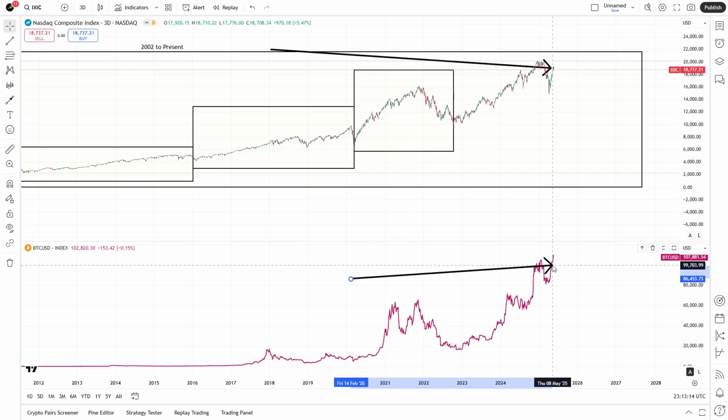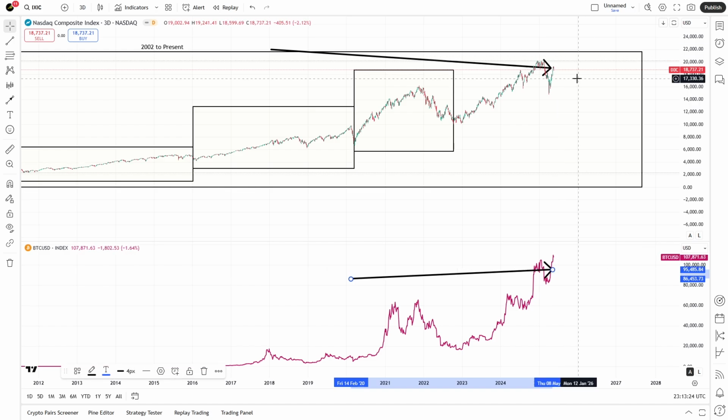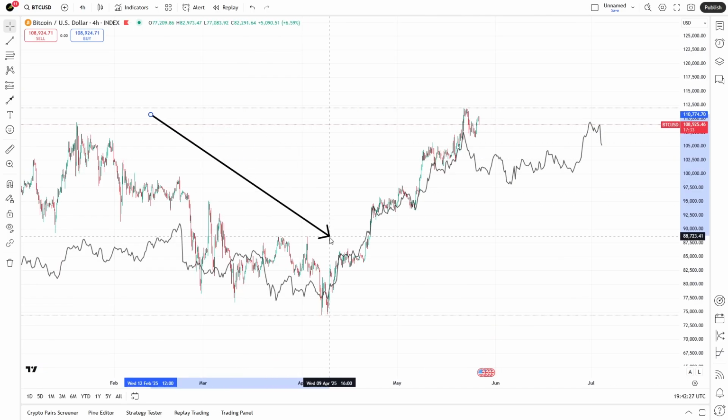In fact, Bitcoin is following this fractal. This move up right now that it's doing over here is essentially this fractal. So it's repeating the same structure as we know that the NASDAQ is moving up to its peak. Okay, so here's a look at that structure on Bitcoin.